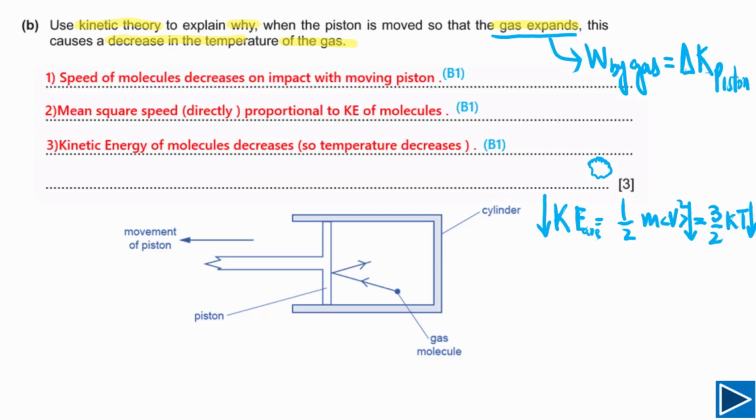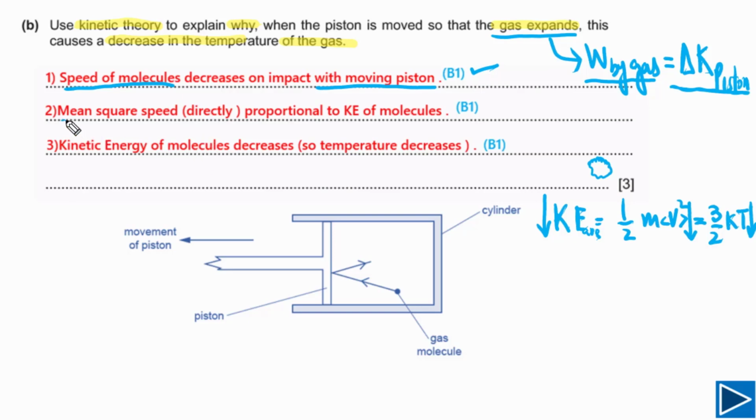So here is the answer. This is how you need to write it down. First, if you have mentioned in your answer that the speed of molecules decreases on impact with the moving piston, or that work done by gas is equal to change in kinetic energy of the piston, so the gas is losing energy, you can write it in this way, and this is the B mark. You will get 1 mark.